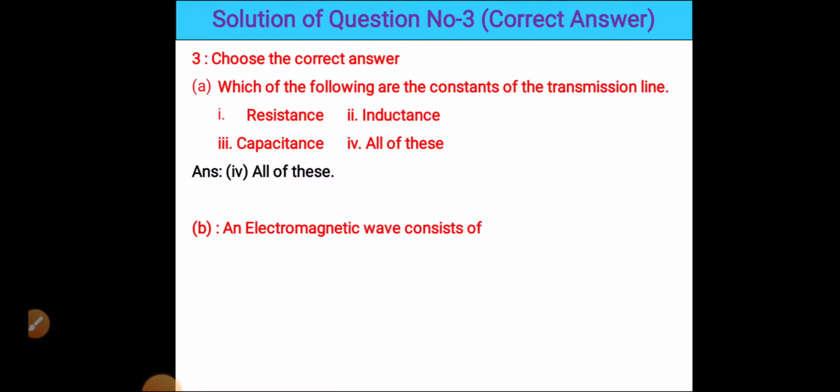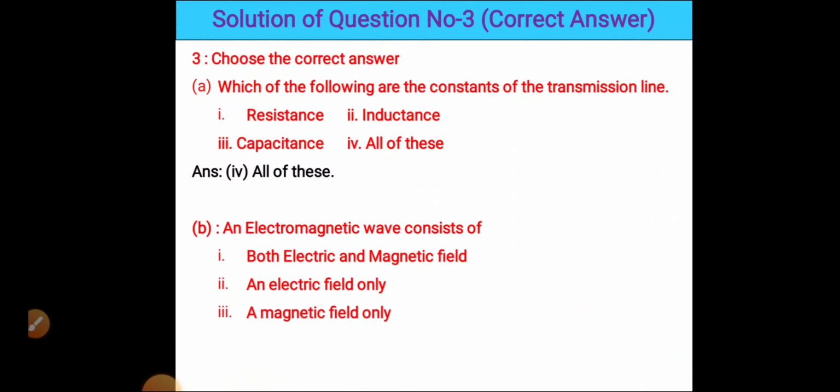An electromagnetic wave consists of both electric and magnetic field, an electric field only, a magnetic field only, none of this. An electromagnetic wave consists of both electric and magnetic field. We have seen in our earlier slide, when electromagnetic waves are propagated, they consist of both electric as well as the magnetic field. So correct answer is 1.